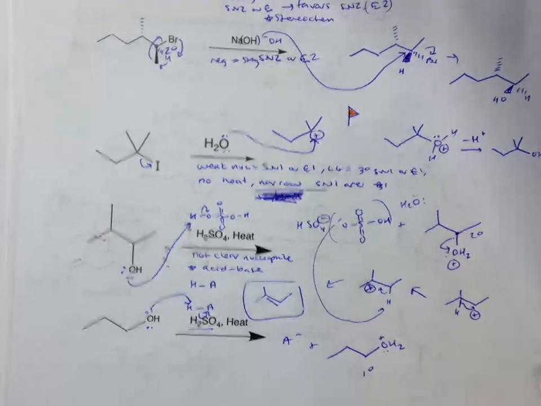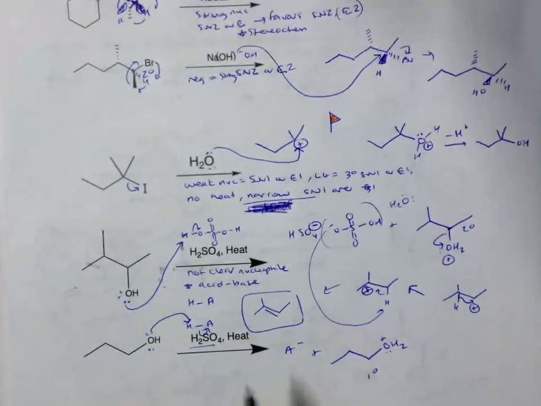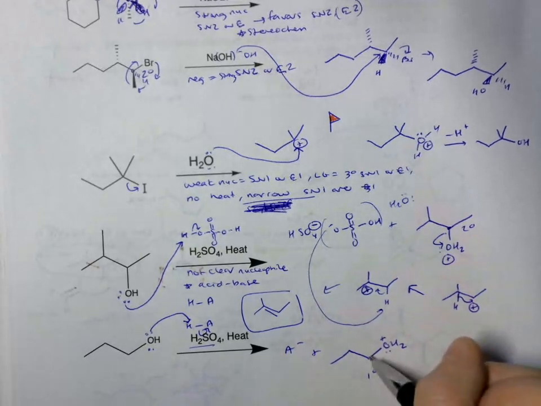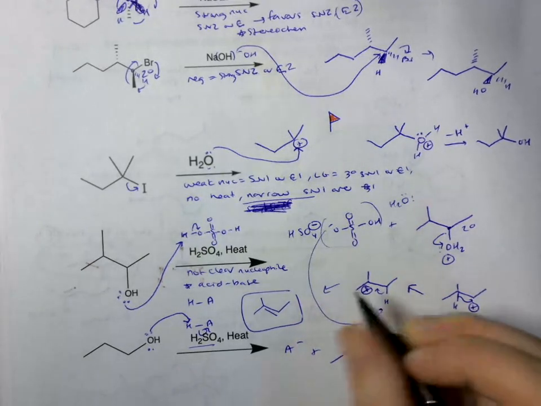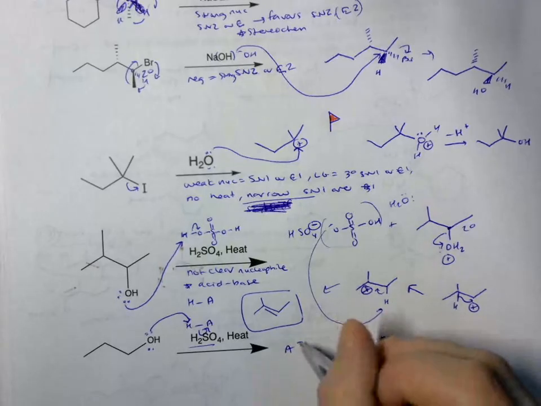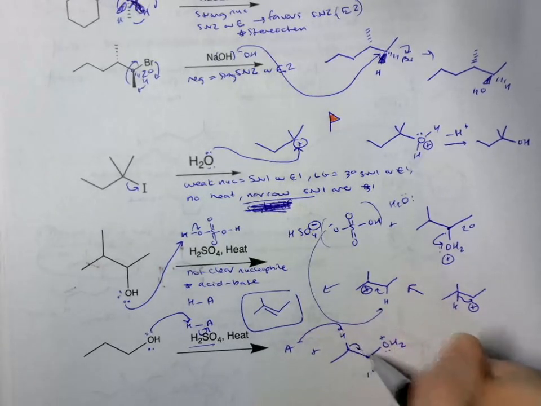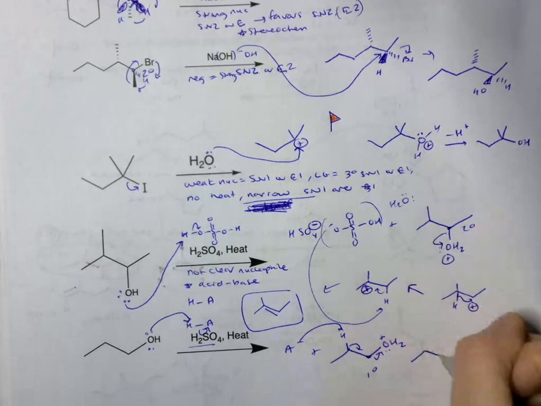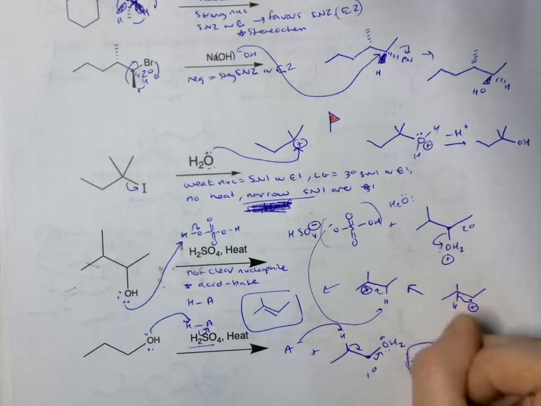And so because it is E2, we don't have to worry about rearrangement or anything like that. And there's only one beta hydrogen, so it can only take from here and kick this out. So your final product looks like this.